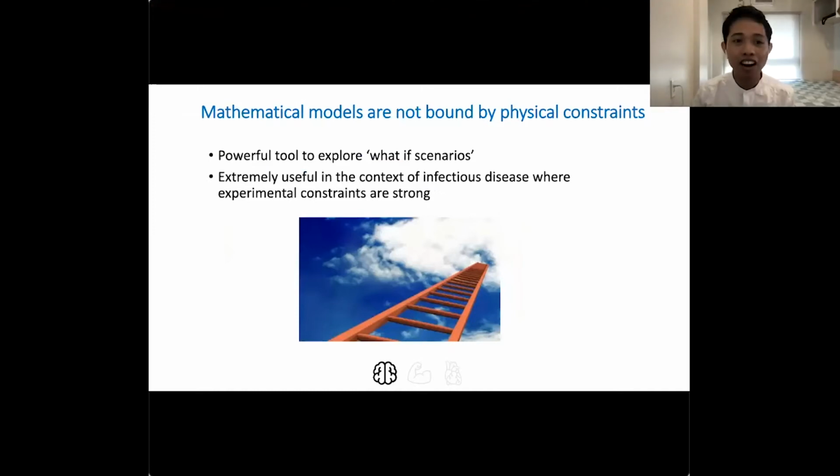And lastly for this point, mathematical models are a powerful tool for us to explore what-if scenarios. For example, what will happen if there is a tidal wave that is 100 meters in height? You don't have to wait for that scenario before you know the contingency measures. You can already pre-simulate that using computers. So now you know how to respond if these scenarios occur in real life.